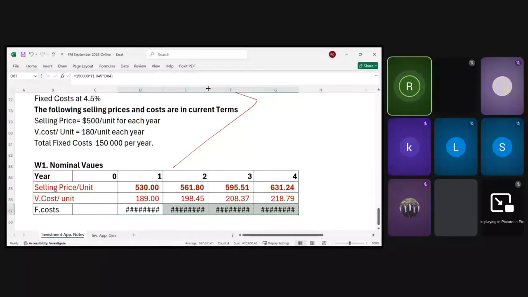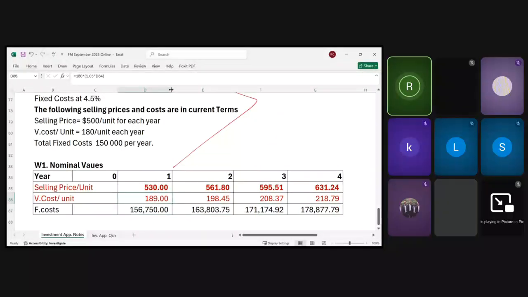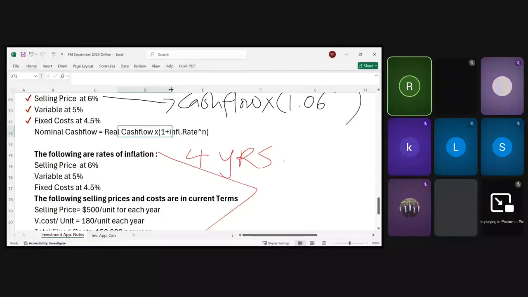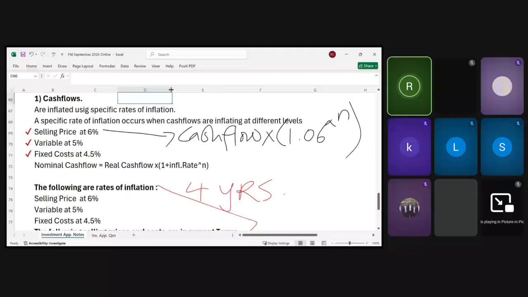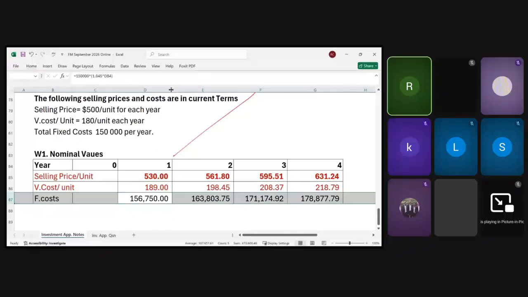So I have done inflation when it comes to my variables. A specific rate of inflation occurs when your cash flows are inflating at different rates. This is when we have a specific rate of inflation. In some cases, we might not have specific rates, but rather all cash flows inflating at the same rate. We just do the same using that same rate. There is no problem.